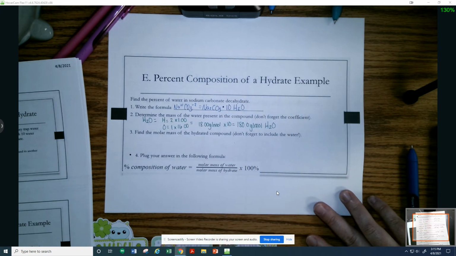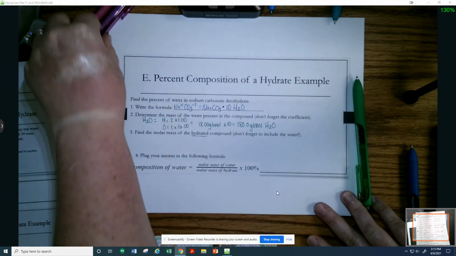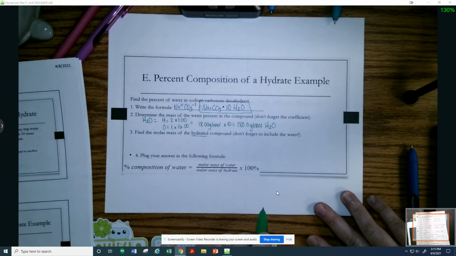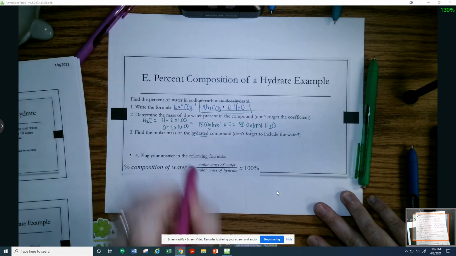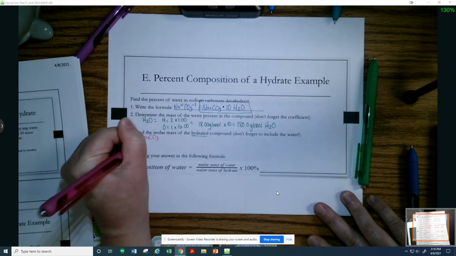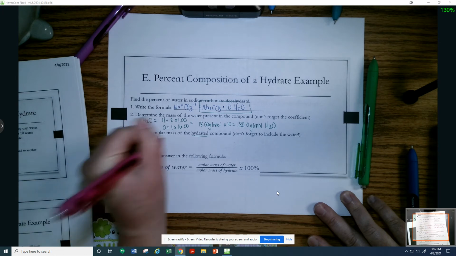Now, the next thing is we need to find the molar mass of the hydrated compound. The hydrated compound is this entire piece here, the Na2CO3 with the 10 water molecules locked within it. So I'm going to go ahead and find the molar mass of my Na2CO3. So I have sodium, I have carbon, and I have oxygen.